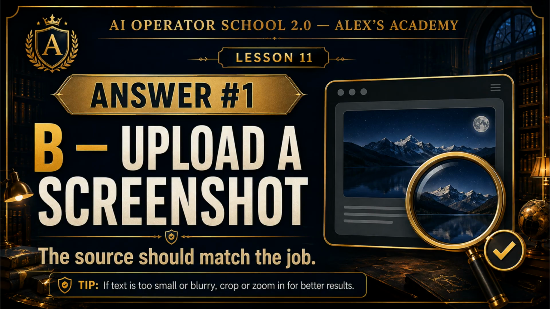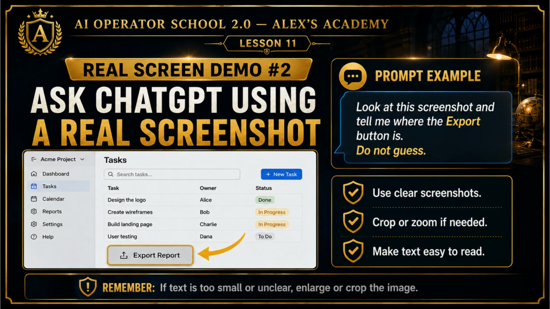If your text is too small or blurry, remember to crop or zoom in on the specific area to help the AI process it better. In this demo, by providing a clear screenshot of a task manager and asking the AI to find the export button, we get a direct answer. Always ensure your screenshot is clean and easy to read.